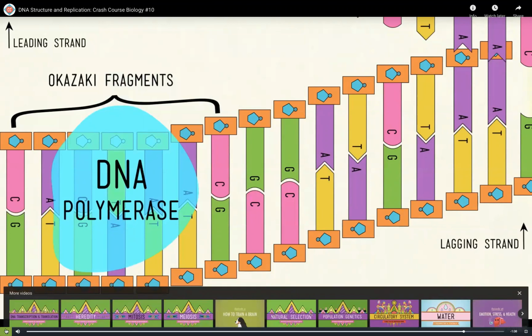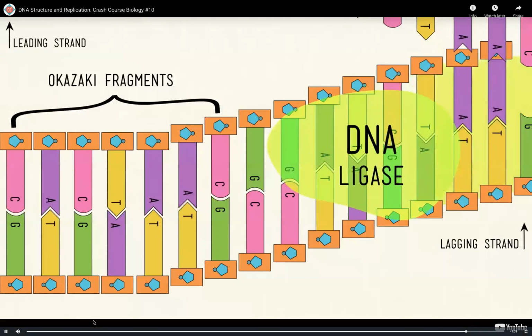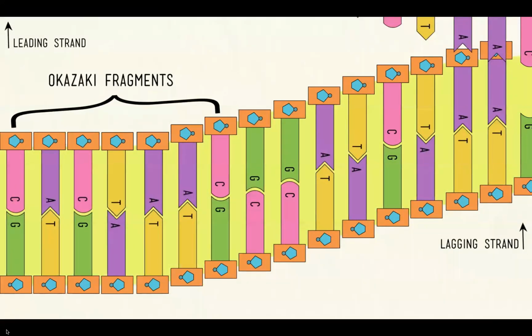But just know Okazaki fragments, it's 3' to 5', also known as the lagging strand. Then the little fragments get joined up by a final enzyme called DNA ligase. And that is why I say that the lagging strand is such a scumbag.